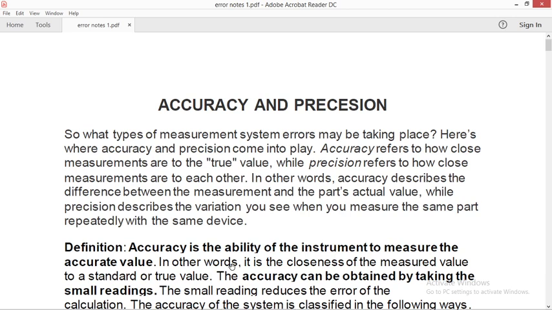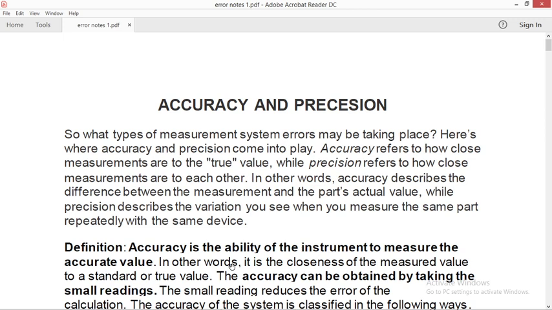Now this is mostly a revision for everybody, as you've already studied this in the lower standards, so I guess it will be easier for you to learn it again. Well, let's start with accuracy and precision. These two words have a very close meaning with each other. So what type of measurement system errors may be taking place? Here's where accuracy and precision come into play.